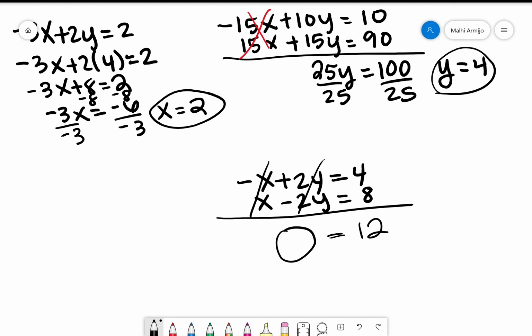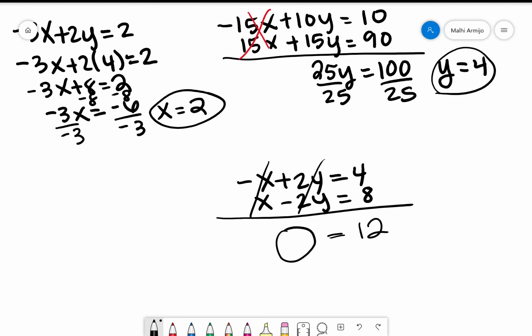If you cancel out your variables, it doesn't matter if you're working out a system or if you're working out a one variable equation. If you end up with something like this here, 0 is equal to 12, that means your system has no solution. If you were to end up with the same thing, 0 is equal to 0, then you know it has infinitely many solutions. Okay?